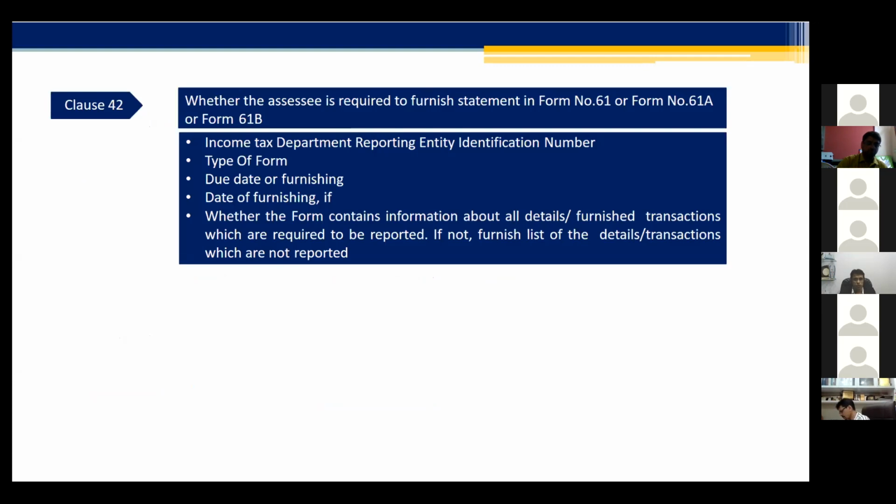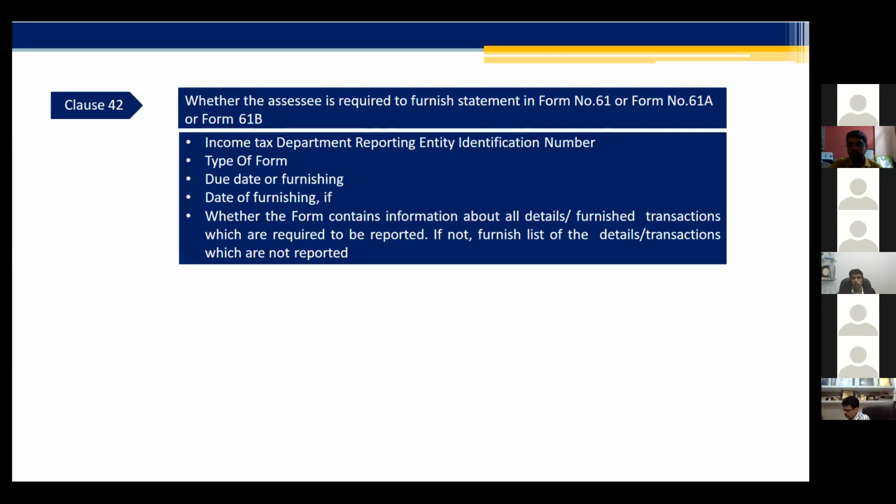Then clause 42, almost coming to the last part, where the assessee is required to furnish a statement in Form number 61 or Form number 60. You need to state whether he is required to submit or not. If he is required to submit, then you have to report when it was done, what was the due date of furnishing, and whether it was furnished well in time.